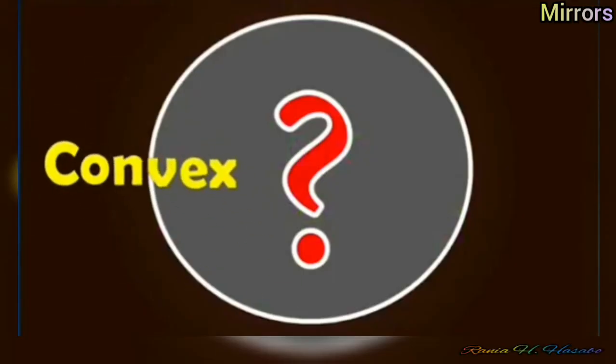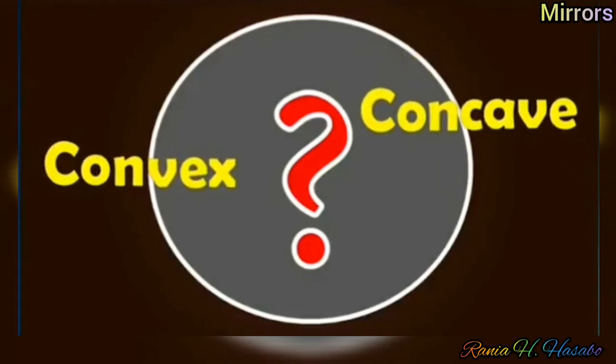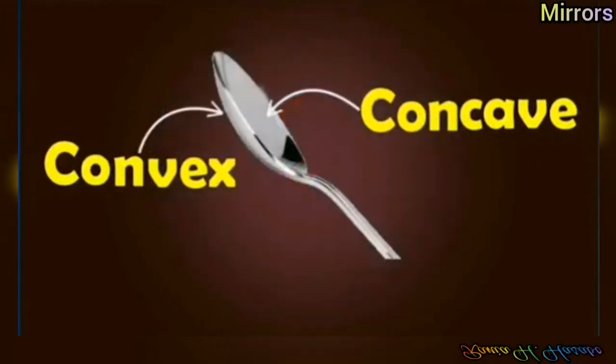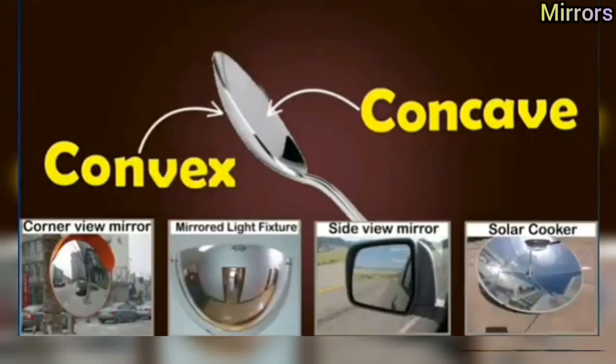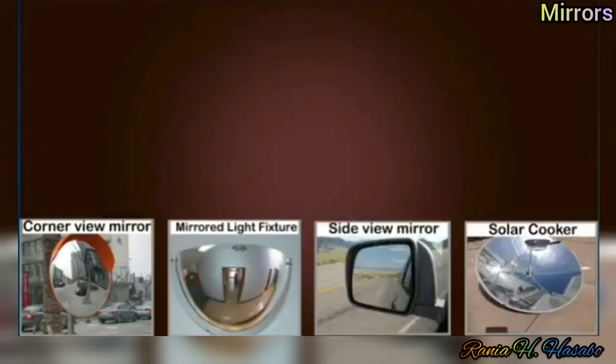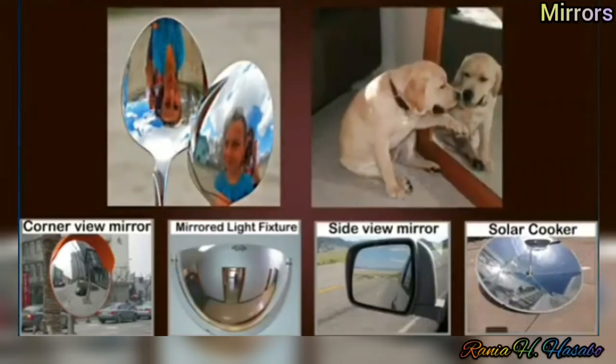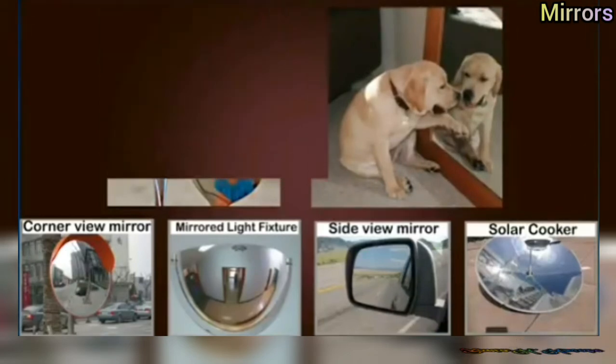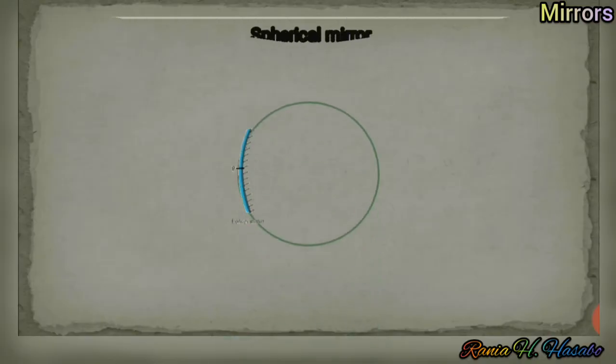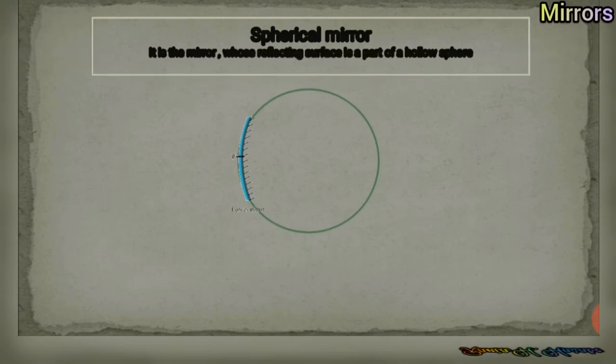The second type is the spherical mirror, convex and concave. A stainless steel spoon is considered an example of a spherical mirror, as its inner surface acts as a concave mirror and its outer surface acts as a convex one. You have observed a considerable difference between your image in the spherical mirror and your image in the plane one. What is meant by spherical mirrors? A spherical mirror is a mirror whose reflecting surface is a part of a hollow sphere.